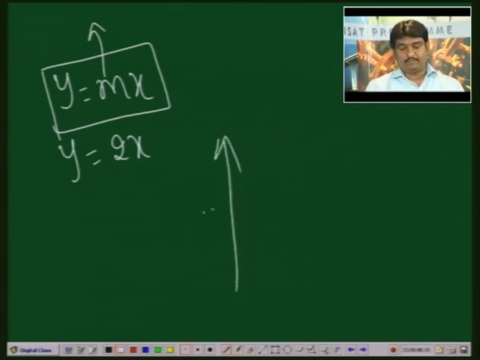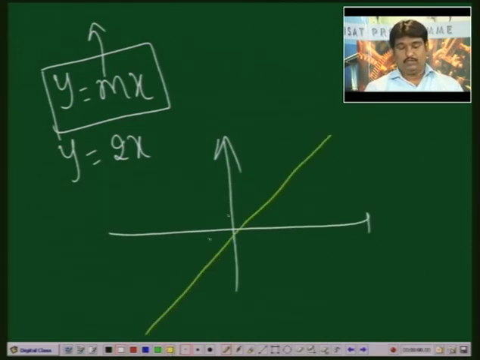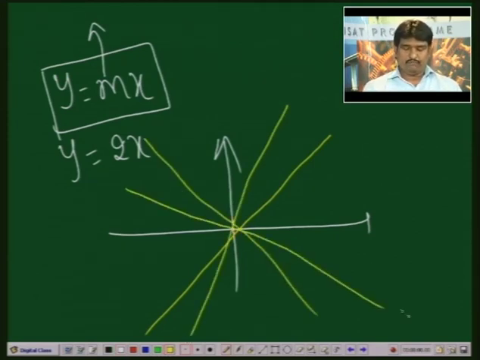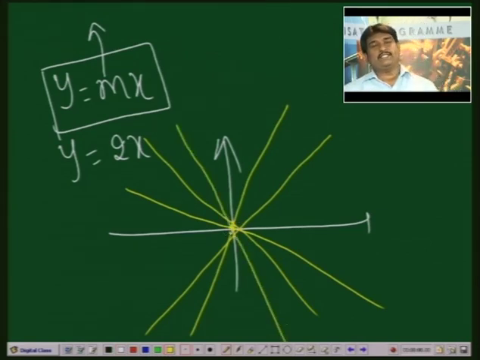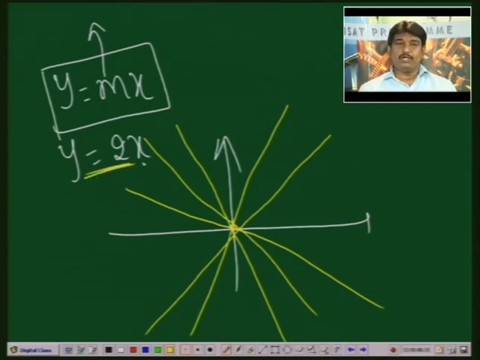So it will be like this. I will get infinite number of lines passing through origin with the different slopes. So y equals to mx represents a family of curves, and y equals to 2x is one particular member of that family. So general solution of a differential equation contains one arbitrary constant. So it represents what? It represents a family of curves, and y equals to 2x is one particular member of the family, which is nothing but particular solution.